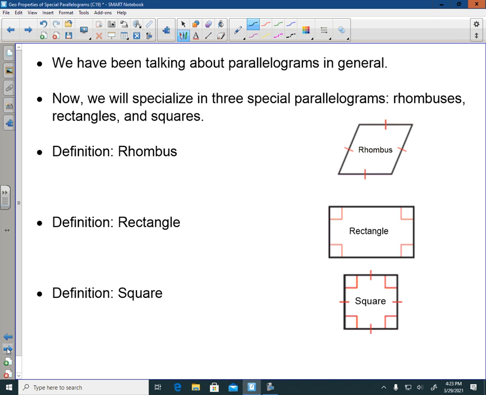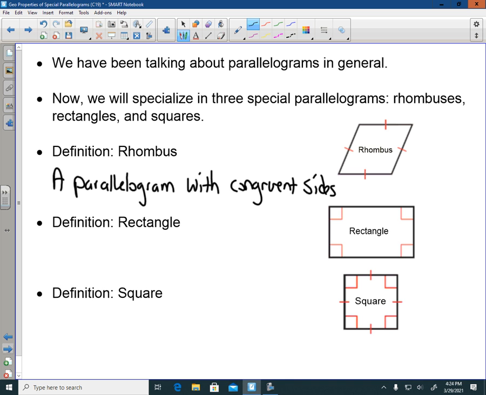A rhombus is a quadrilateral, actually, I'm going to change that. A parallelogram with congruent sides. Wow. So all the sides of a rhombus are congruent to one another.